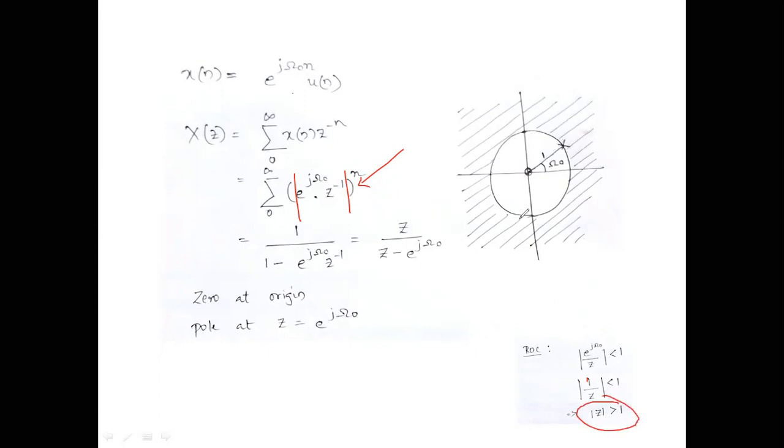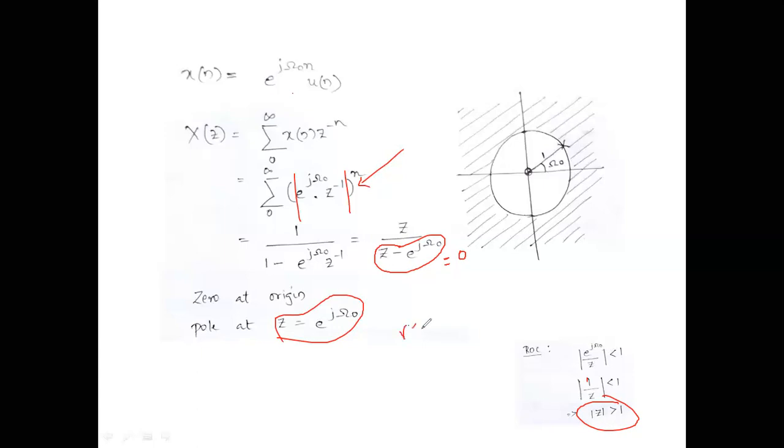We got here. Now identifying the pole. This shall be equated to 0, and we get pole equal to z at e to the power j omega naught. What is e to the power j omega naught? Suppose we have r e to the power.